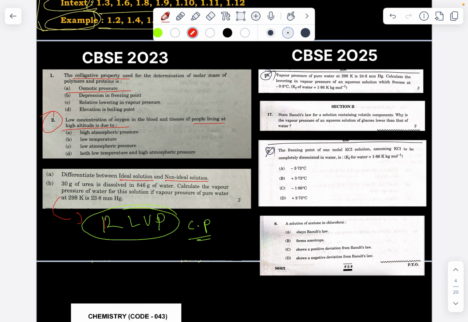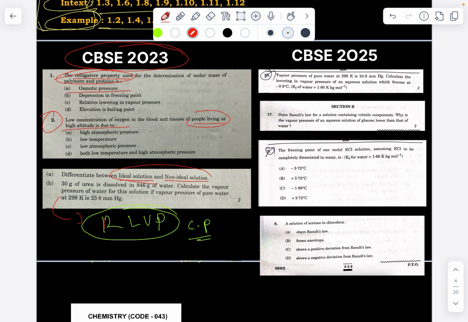So what you should understand is that in the year 2023, the questions asked were from the topic of colligative properties, application of Henry's law, ideal and non-ideal solution, and relative lowering of vapor pressure. Okay, so please go through that.